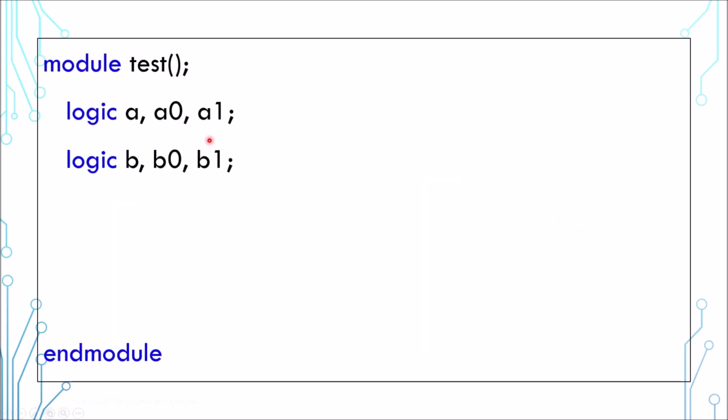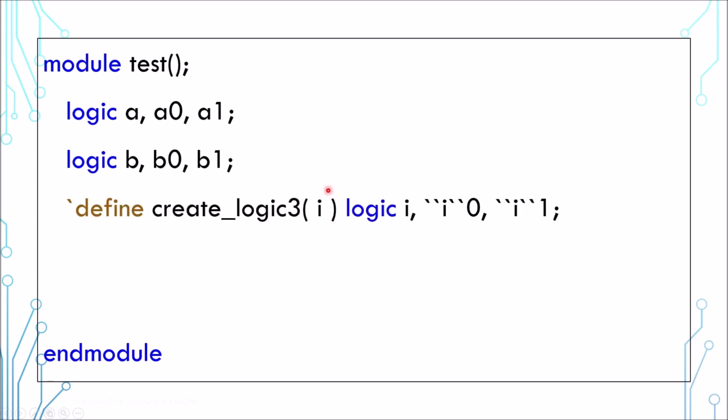Now, like it is not confusing enough, a macro can have arguments. Look at this code. There are a few variables, A, A0 and A1, B, B0 and B1. We can create a macro to declare them. Say this is the macro. The I here is an argument.